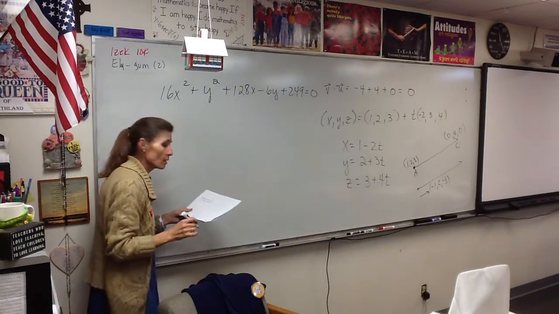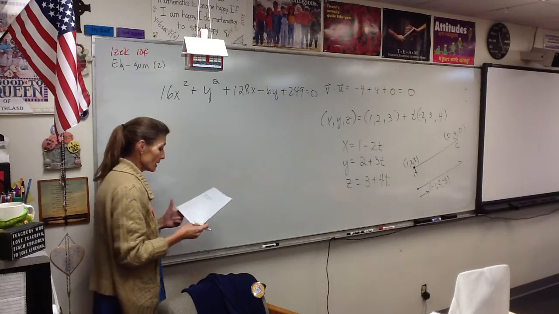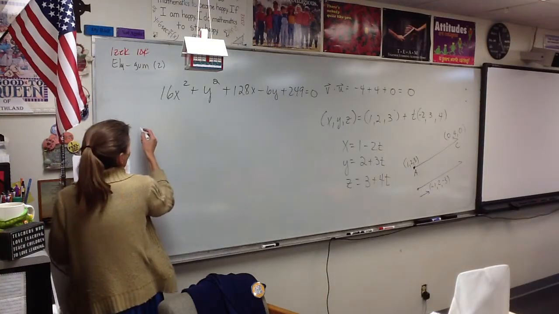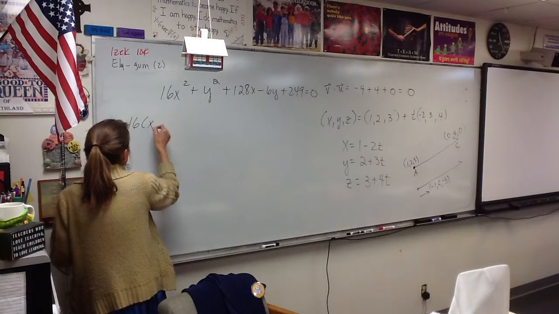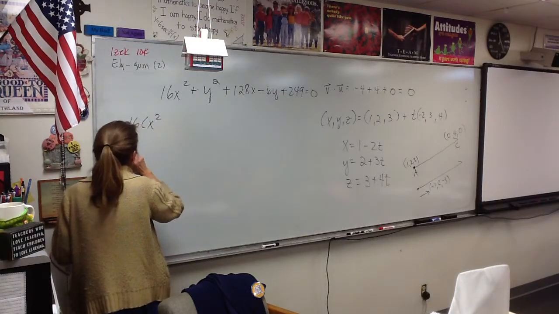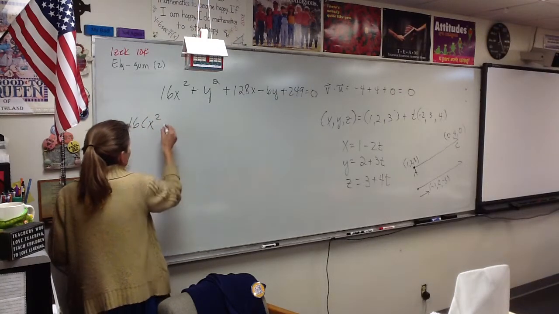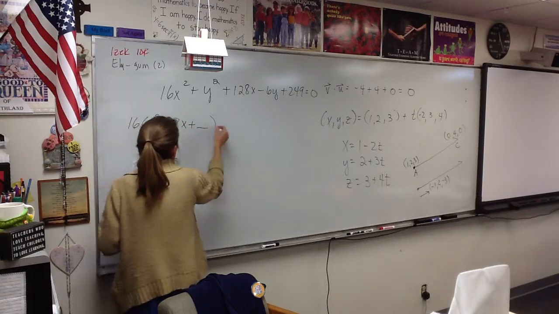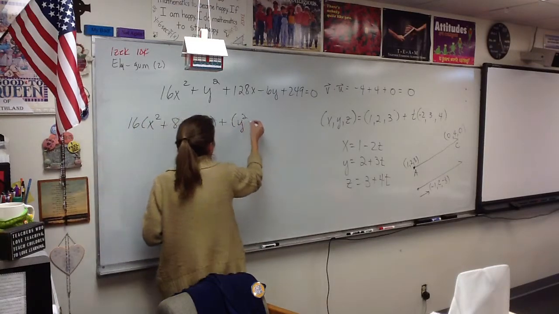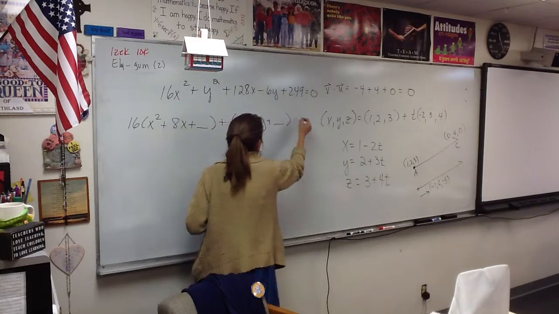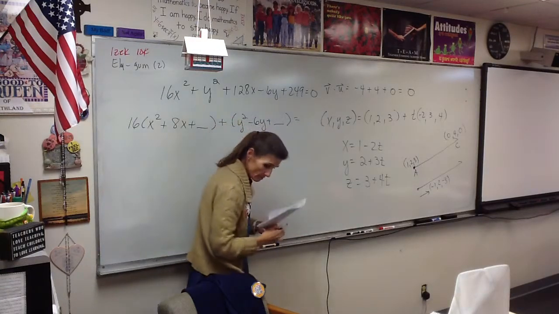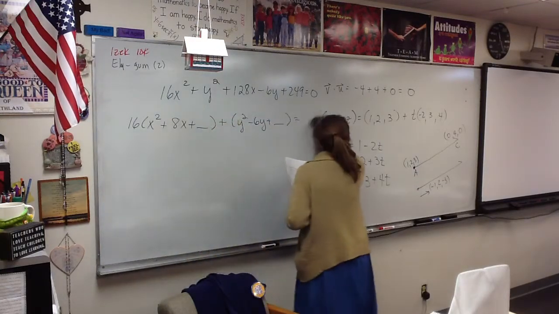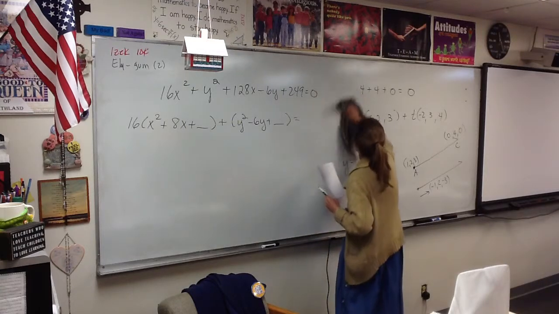This is part 4, letter D. We're going to clean up this equation. So here we go. We're going to take out a 16. What is that, 8? Here, there's nothing to take out, so we're good. And I'll move my 249 to the other side.